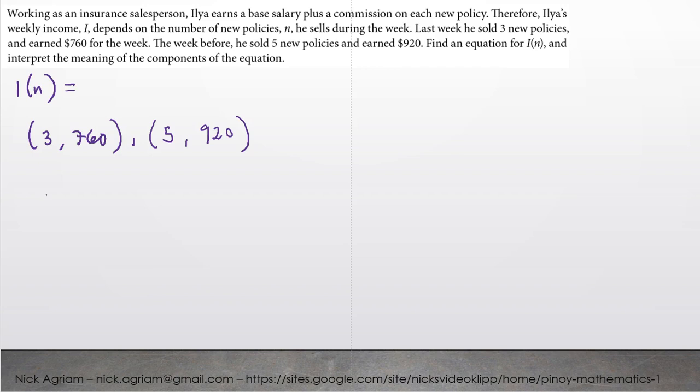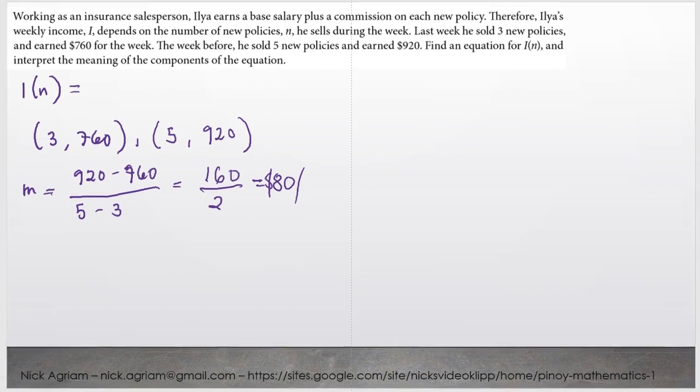Let's see. So our m is equal to 920 minus 760 divided by 5 minus 3. Then we have 160 divided by 2. Then I have $80 per policy.